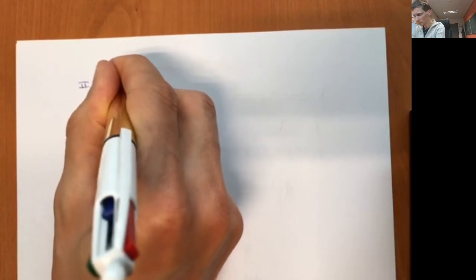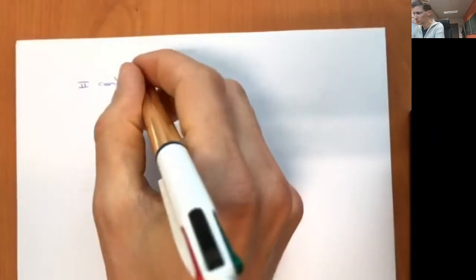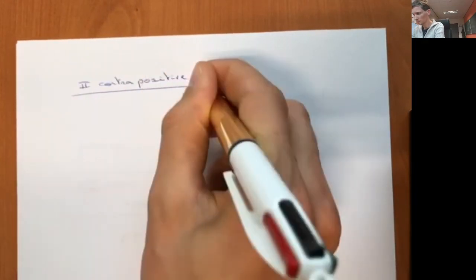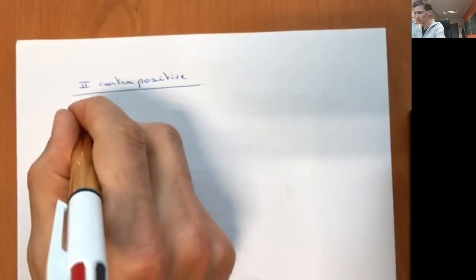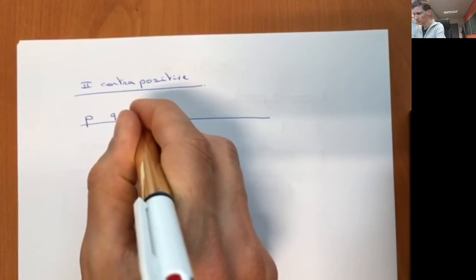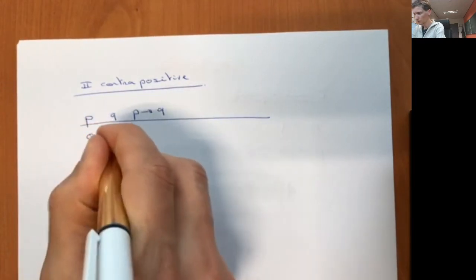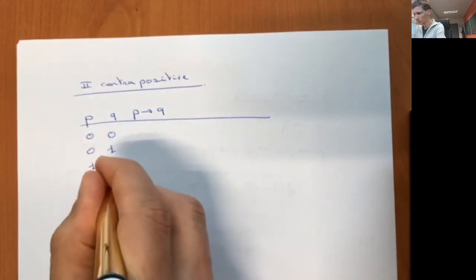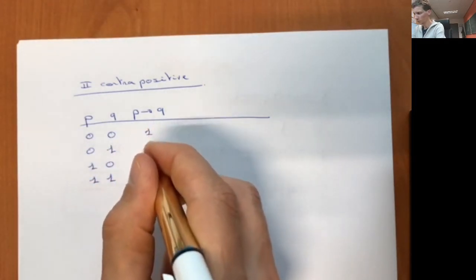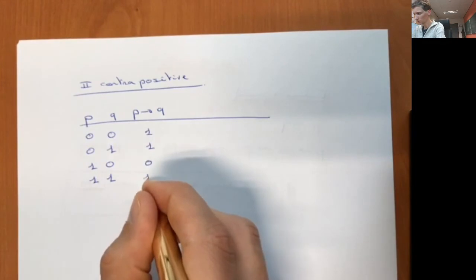So let's go to a second kind of proof. This is the proof by contrapositive. So what's a contrapositive? I don't think I have said it yet, but let's go to the truth table of P implies Q. So we have 0, 0, 0, 1, 1, 0, 1, 1. For P implies Q, you have 1, 1, 0, 1.